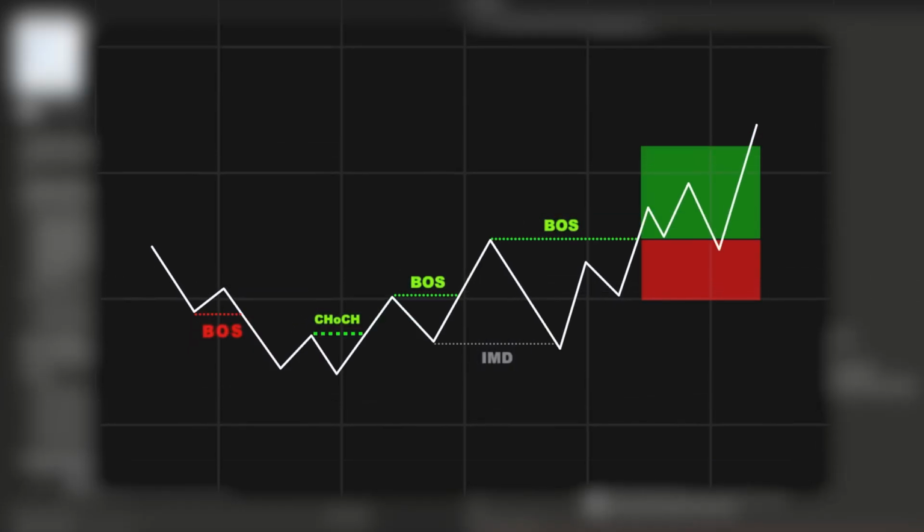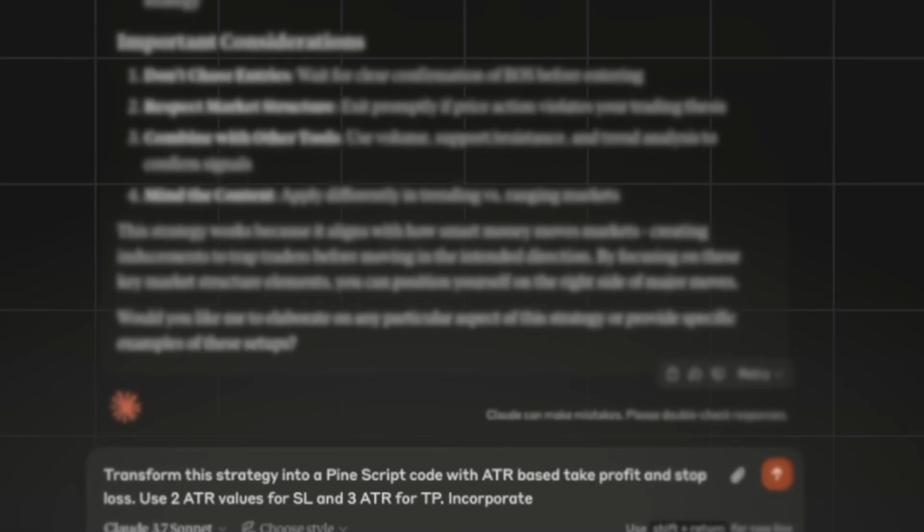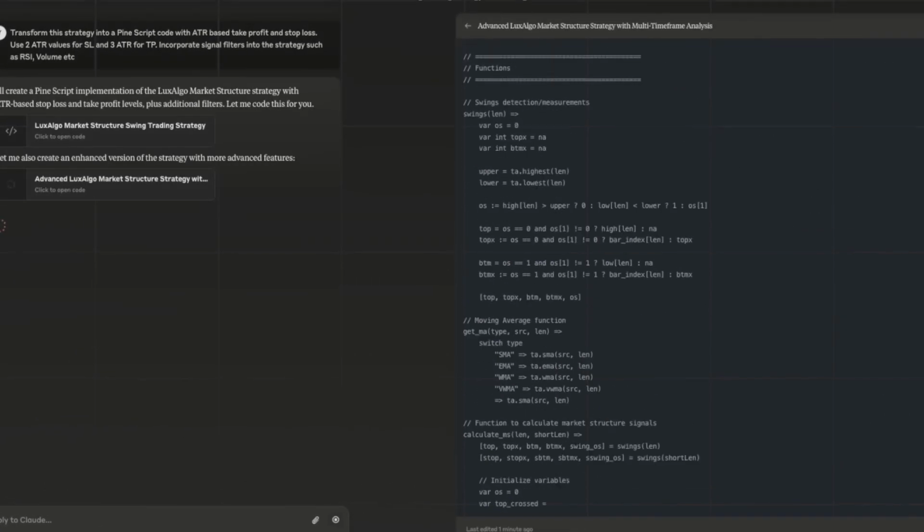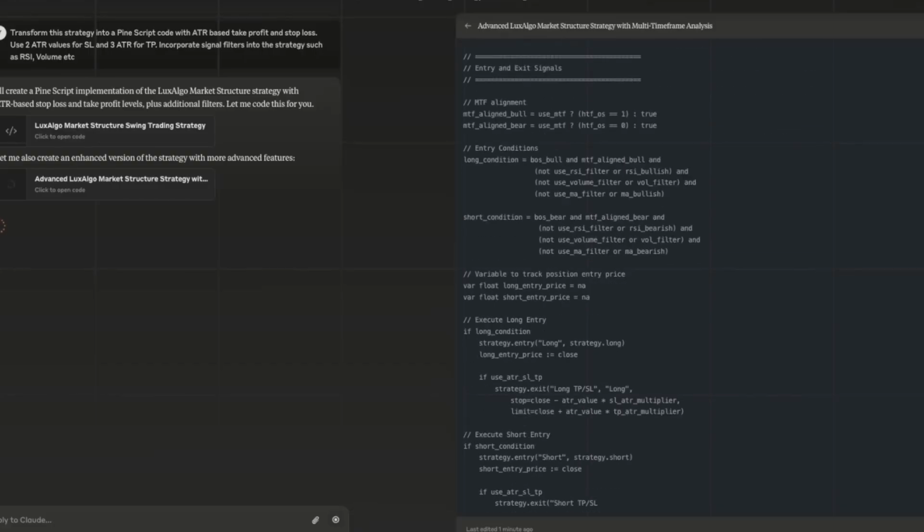Now I'm asking it to transform this strategy into Pine script code with stop loss and take profit levels based on the average true range. For this strategy, I'm using 2 ATR values for stop loss and 3 ATR for take profit. In other words, 1 to 1.5 times the risk. I'm also asking it to incorporate signal filters into the strategy, such as RSI, volume, etc. Within seconds, it writes a complex 300-line code with precise entry conditions, money management, and customization options to further enhance the strategy's performance.